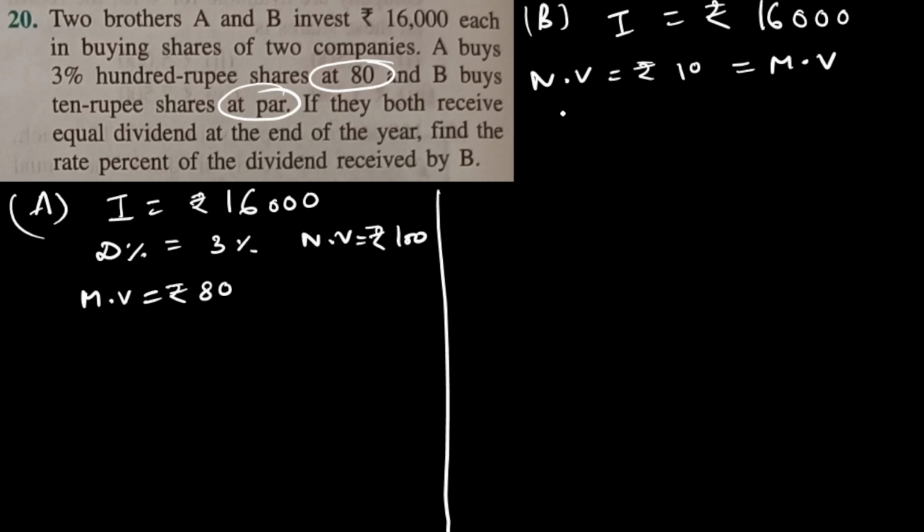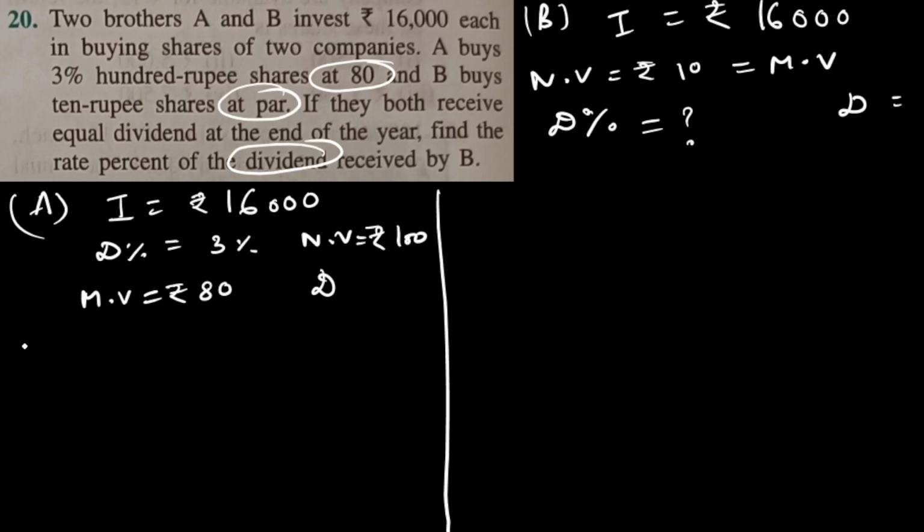Rate means percentage we have to find. Rate percent of the dividend we have to find, that means D percent we have to find. Right, so what is same in both? This D percent we have to find. They are telling dividend is same in both. So what we will do? We'll find dividend using this information, and that dividend we will use here to find D percent.